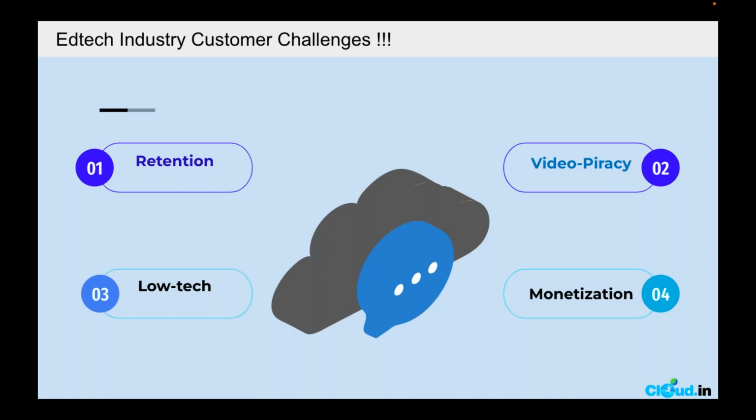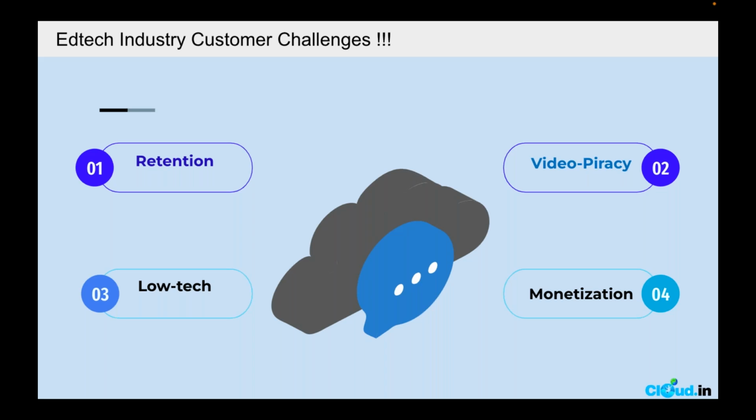Let's explore more on the customer challenges that are being faced in the edtech industry right now. First, from the retention point of view, retention is a significant concern for edtech platforms. Keeping learners engaged and committed to a course or platform over an extended period is very challenging. Various factors contribute to low retention, such as lack of personalized learning experience, ineffective content delivery, or lack of a support system for students facing difficulties.